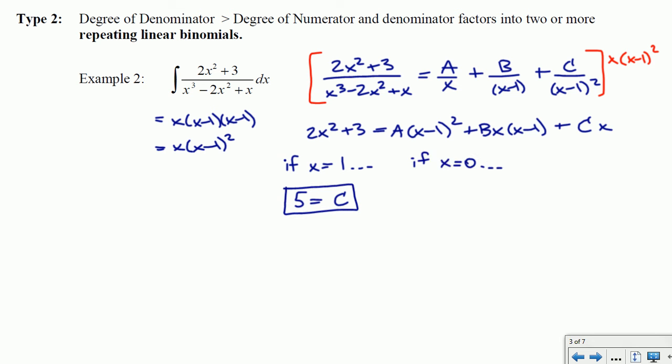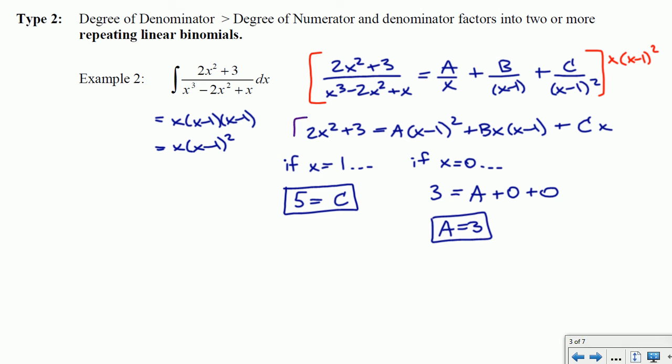And now if x equals 0, the left side of the equation above gives us 3 equals a times 0 minus 1 squared. So 0 minus 1 is negative 1. Negative 1 squared is 1. A times 1 is a. The b term would be 0, and the c term would be 0. So this scenario gives us a equals 3.